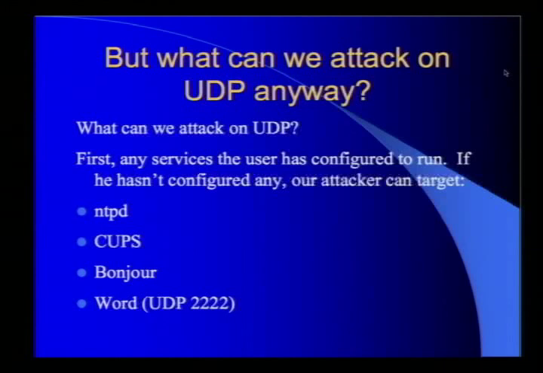Okay, so our first one is NTPD. That's what makes my clock work. It's the network time daemon, and it's time sync. I've got CUPS, which is printing. I've got Bonjour, which is that weird little thing where my Mac talks to all the other Macs around and tells them that I'm on AIM and stuff. And then, in my case, I found Microsoft Word listens on that port.